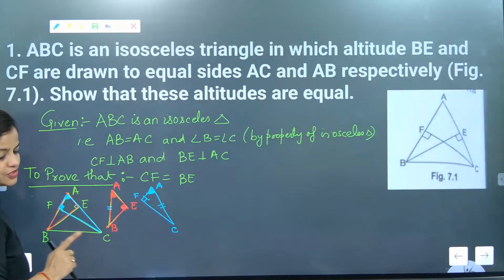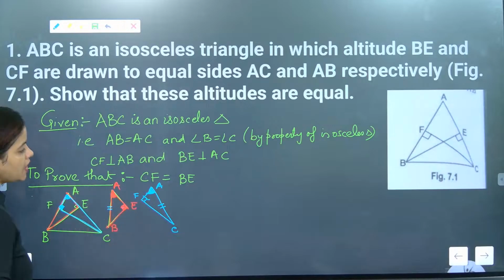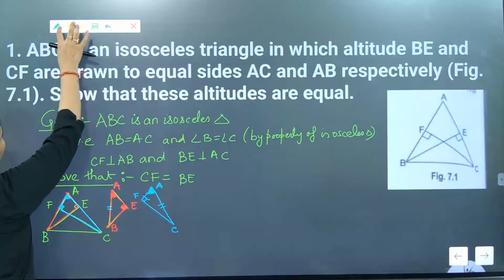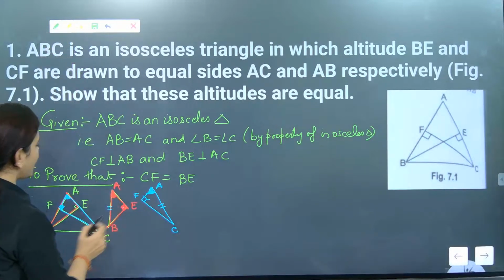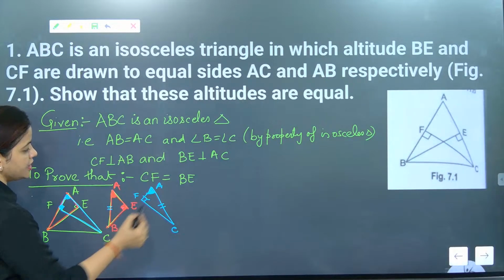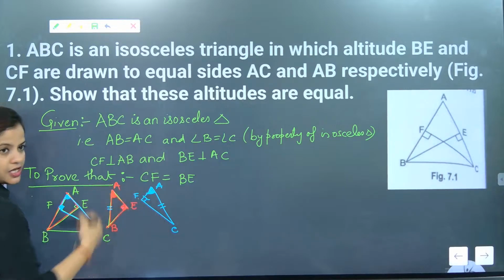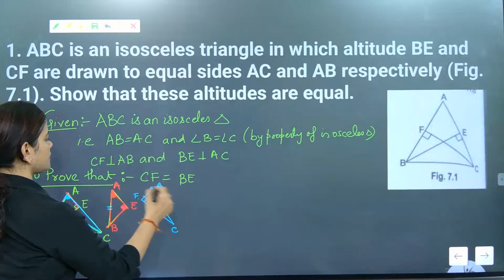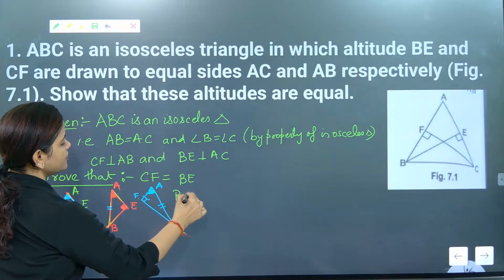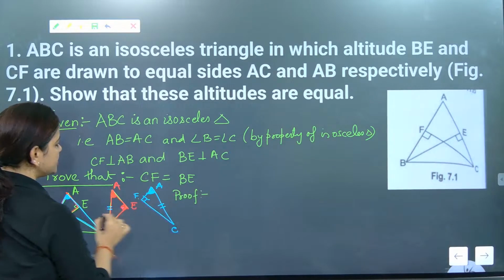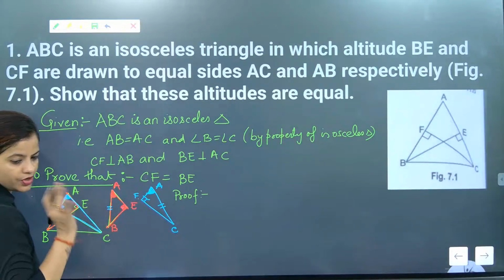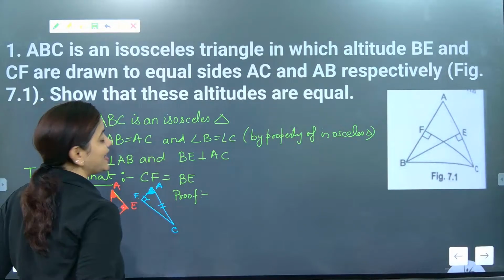So once you have seen this part, now it's only up to you to write. So now we are going to start writing. We are going to take triangle AEC and triangle AFC. We will write in the proof section. So this is exactly the construction we were needing. We did it so that we can understand.